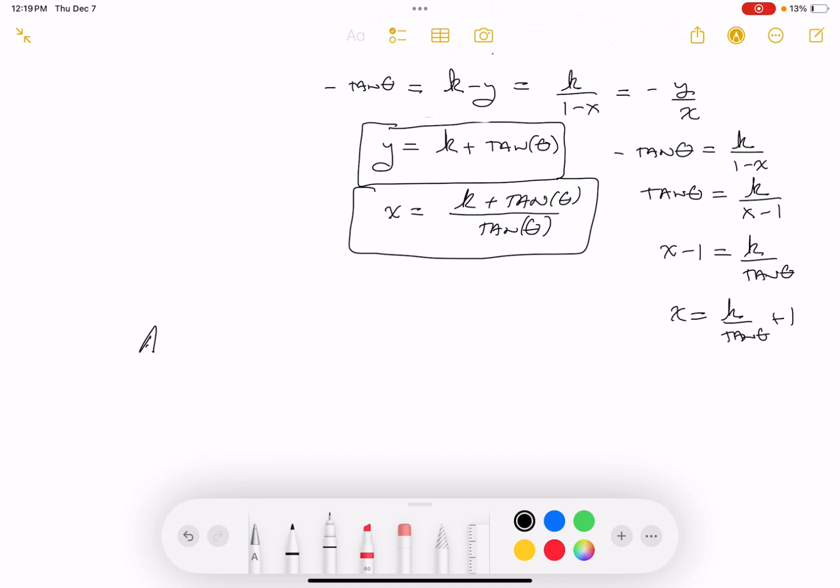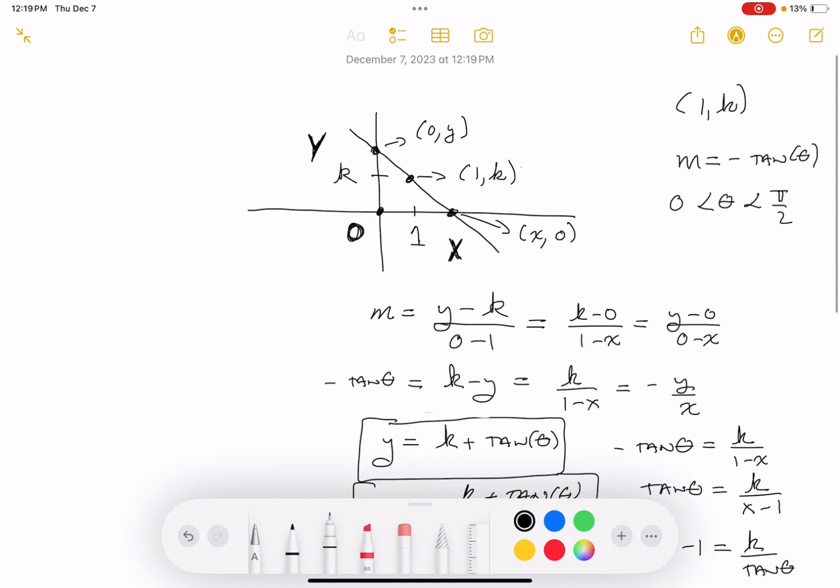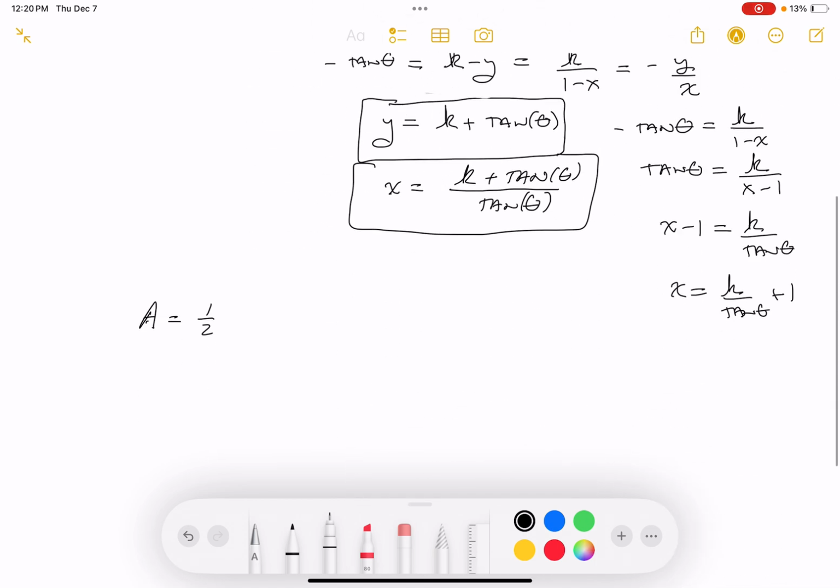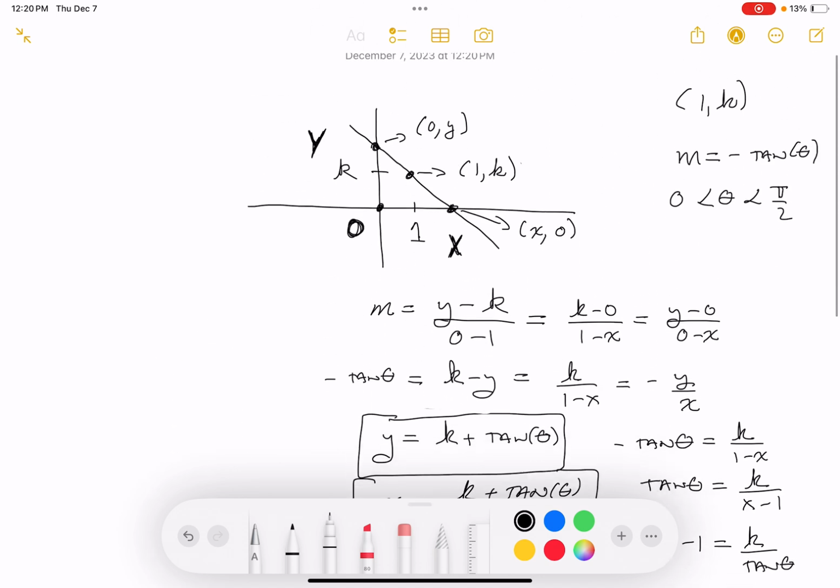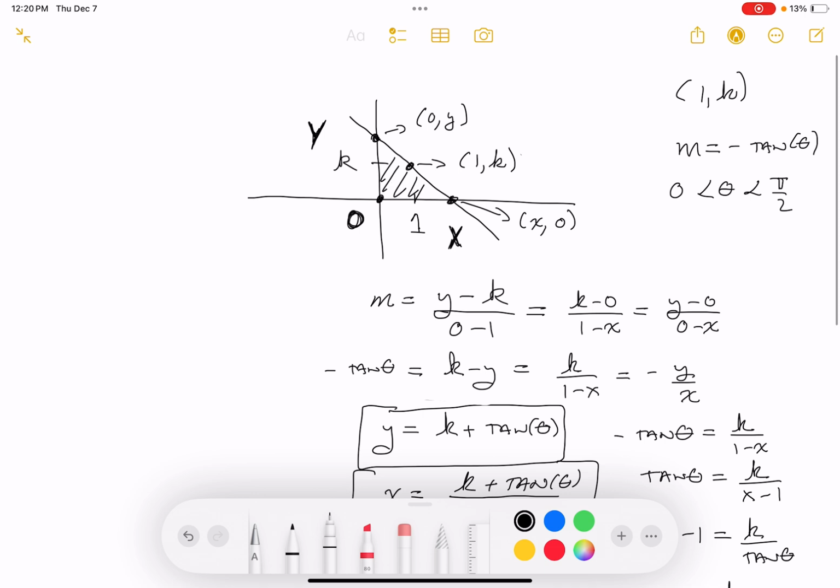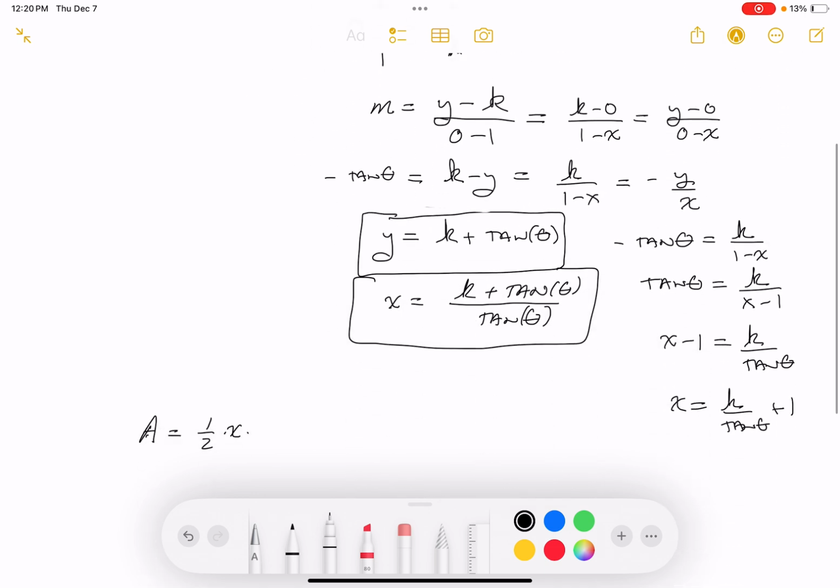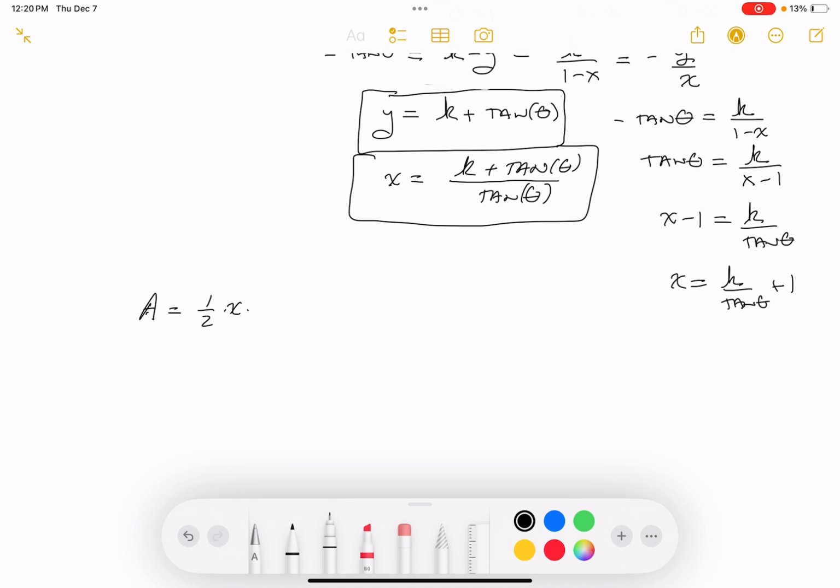Okay, so area is equal to 1/2. Going back to the triangle, by the way, this triangle over here, the base of it is going to be just the x-coordinate of the x-intercept. And then the height, this is the triangle they're talking about, would be the y-coordinate of the y-intercept. And that's going to be y.